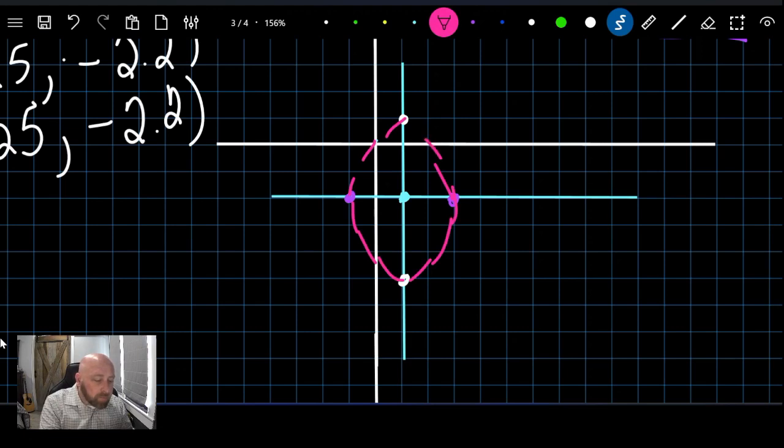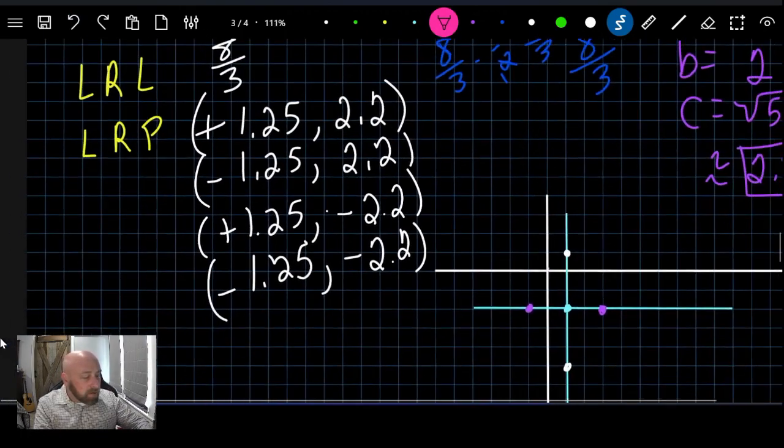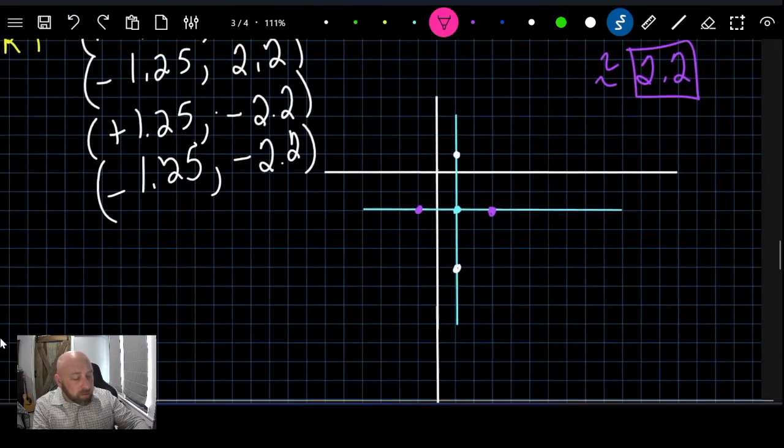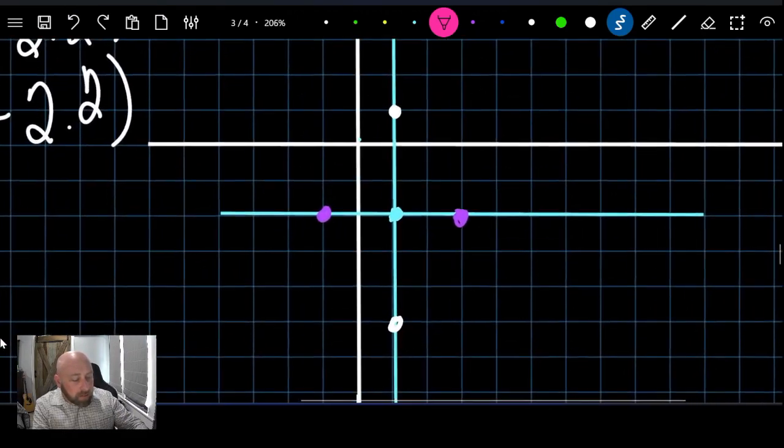But we have some more points that we could use to give us an even better graph right here. What do we have? We have these right here. These are the lattice rectum points. So we have 1.25 and 2.2. So let's go ahead and use those.